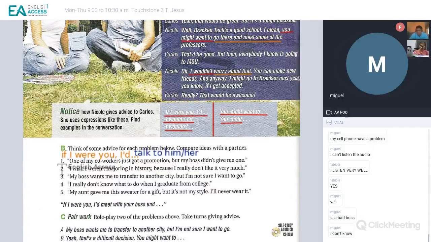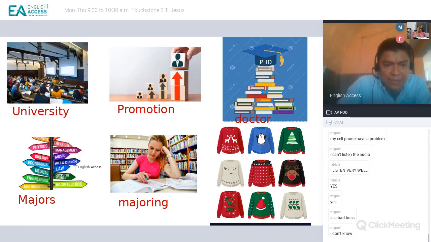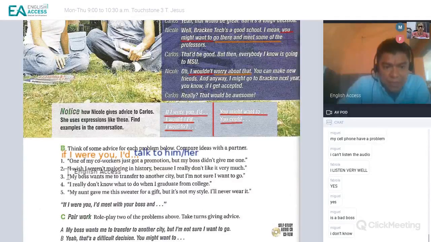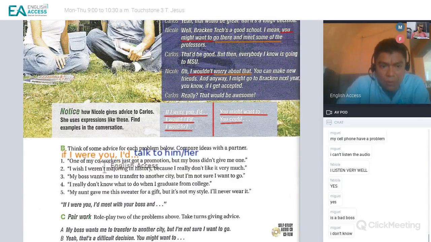Okay, now let's go for number 2. I wish I weren't majoring in history. What is happening here? We have I wish. I wish I weren't. Okay, majoring in history. This person is studying, majoring in history, a major history. But she says, I wish I weren't. Oh, that's a problem. So I wish I weren't majoring in history because I really don't like it very much.